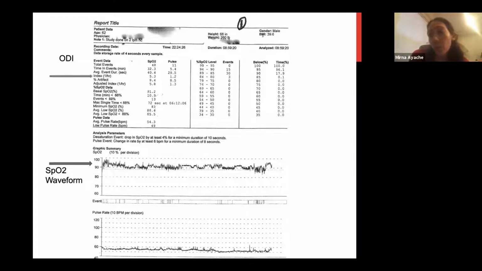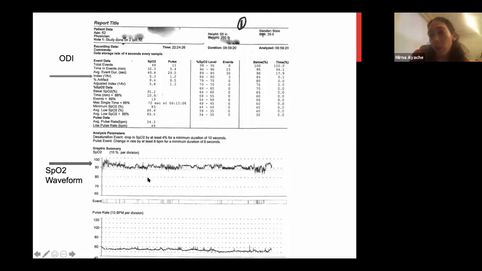So for sleep apnea, and again, we cannot differentiate between obstructive or central sleep apnea on overnight pulse oximetry, but there are parameters that will suggest that this is sleep apnea. Indeed. And the first thing we need to look at is the oxygen desaturation index. And it's just here, for example, this is from the VA, an overnight pulse oximetry. For example, it's 5.3. And the second thing we need to look at is the waveform.